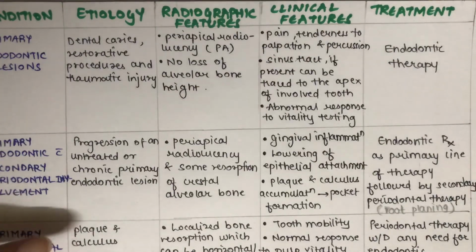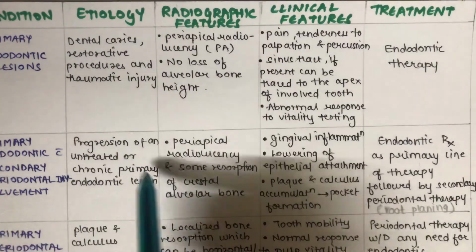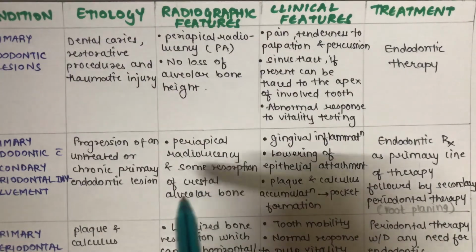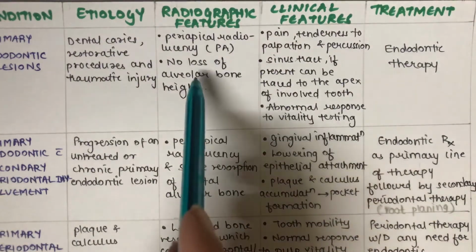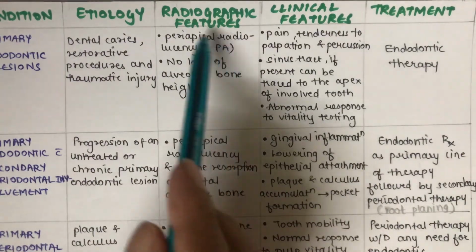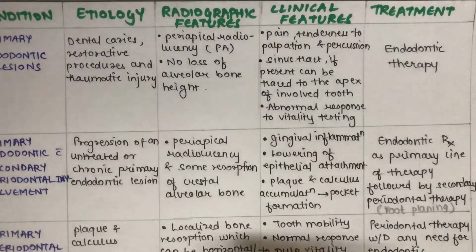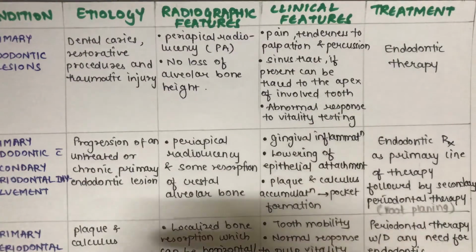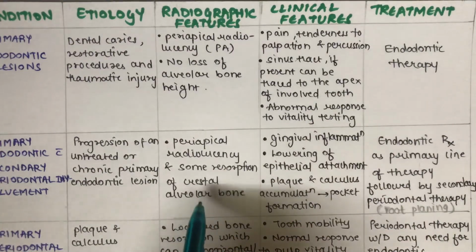Then the radiographic features: you will see there is periapical radiolucency and some resorption in the alveolar bone. Over here, if it is only endodontic, there was only a radiolucency periapically, but now there is involvement of the periodontal lesion also. So that means you will see resorption of the alveolar bone also.